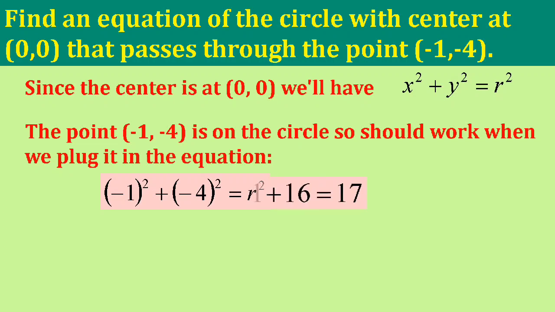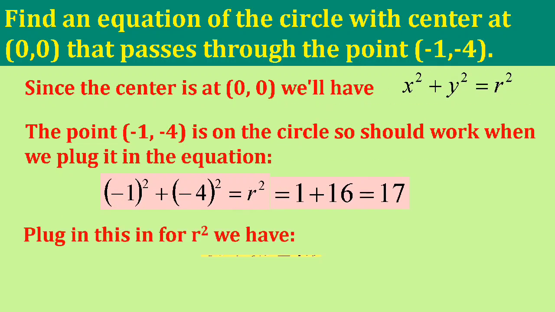So we're just going to substitute -1 for x and -4 for y. Squaring them, we have come up with 1 for -1 squared and 16 for -4 squared. The answer is equal to 17. So 17 here is equal to r raised to 2. And upon replacing r raised to 2 with 17, we have come up with the equation x raised to 2 plus y raised to 2 is equal to 17.